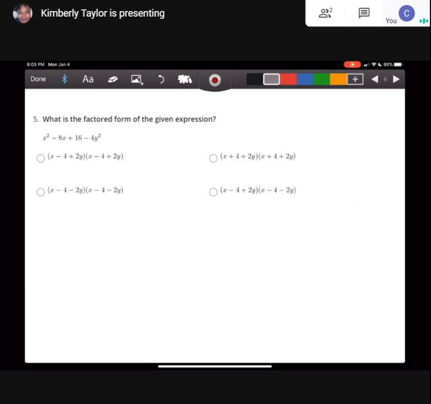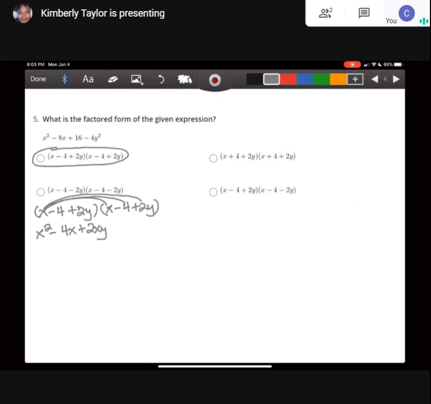So for the first one, you have, let's rewrite it down here, x minus 4 plus 2y times x minus 4 plus 2y. Okay, so I'm going to mark this in gray. So this is the one I'm doing. So you got to multiply. What's x times x? It's x squared. And then this is minus 4x. You got to multiply this x times everything. And this is going to be plus 2xy.